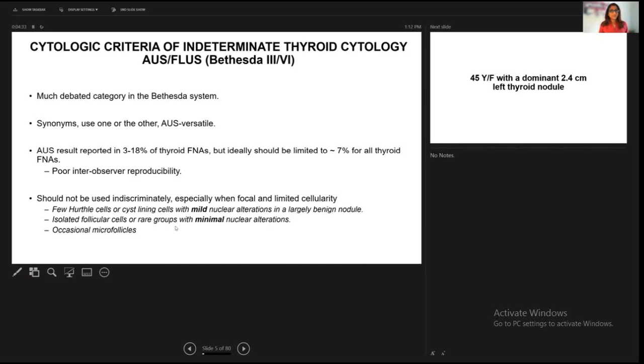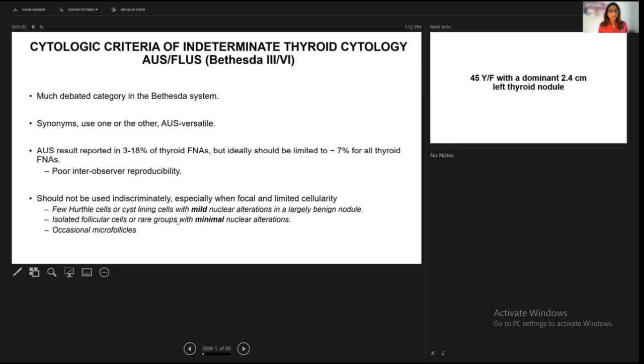In the literature now, what we're seeing is AUS being resulted in approximately 3% to 18 to 20% of thyroid FNAs. And I think 20% is a pretty big number. Ideally, we should limit it to 7% to at best 10% for all thyroid FNAs. So I would be curious to know what your institution's AUS reporting rate is. In our institution at Montefiore, our reporting rate is on the lower end, about 7%. So we try to keep it like that.